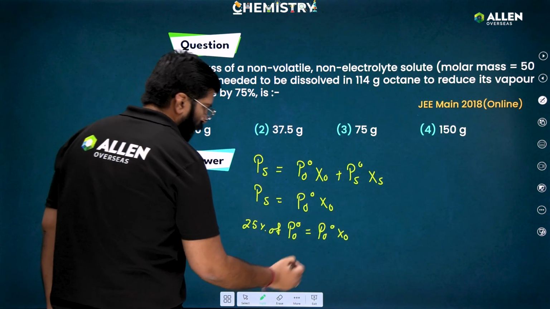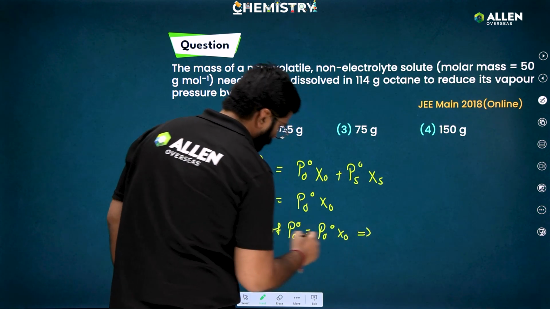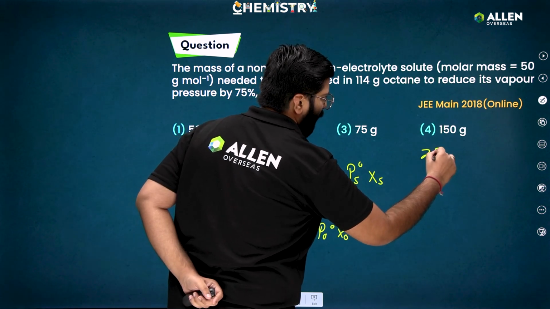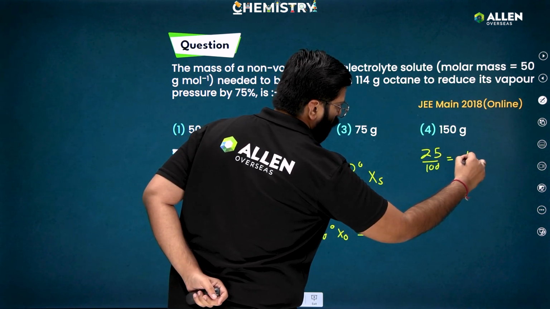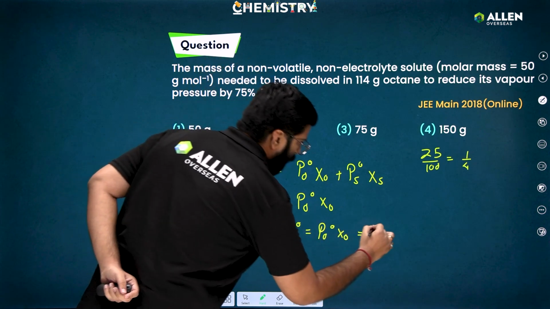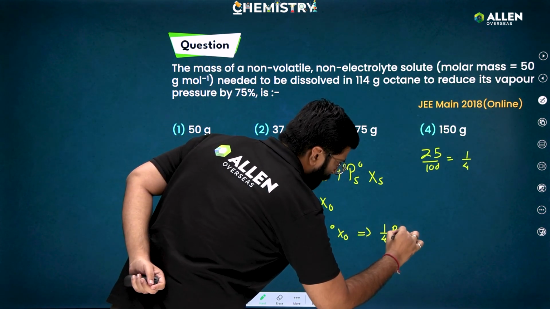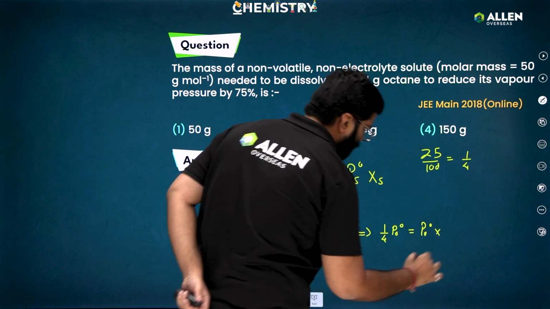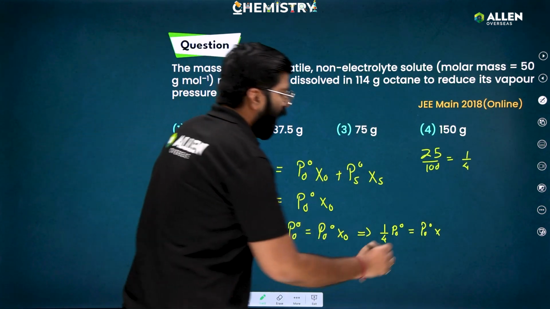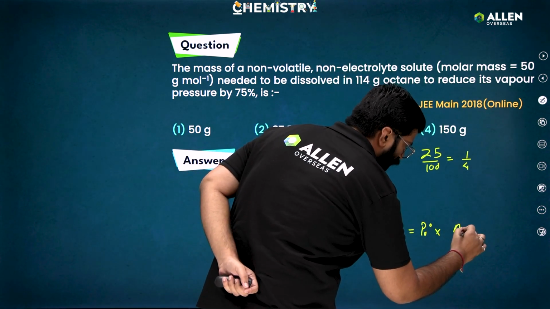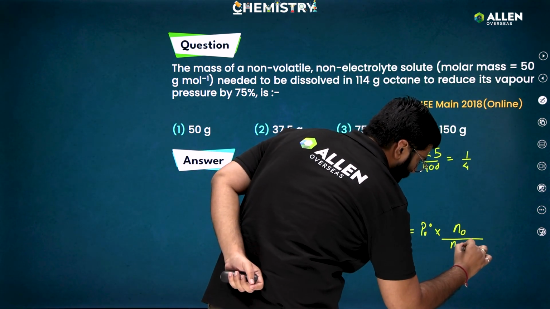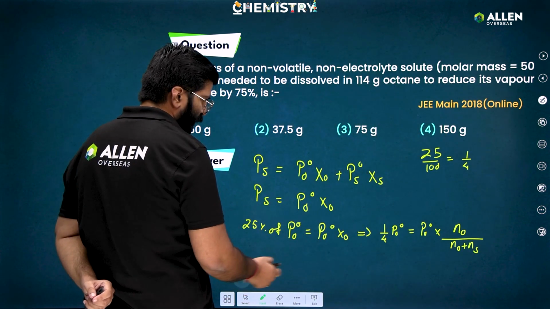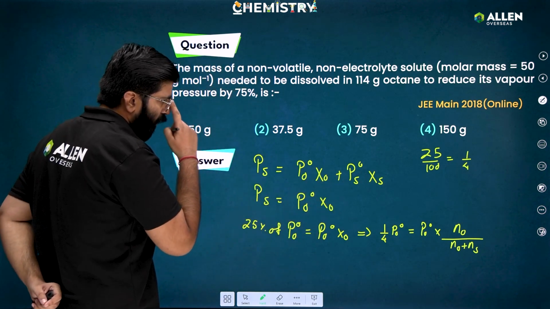So what's the next line I can write over here? What is 25% of P naught O? I can write this as 25 by 100, which is nothing but 1 by 4. So 1 by 4 P naught O is equal to P naught O times the mole fraction. The mole fraction means the number of moles of octane upon the number of moles of octane plus the number of moles of solute. From here, I can solve it further.